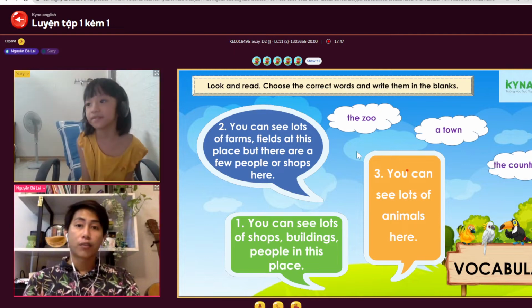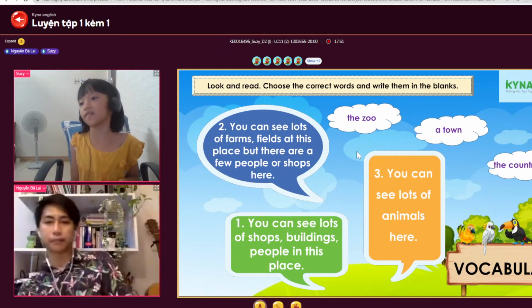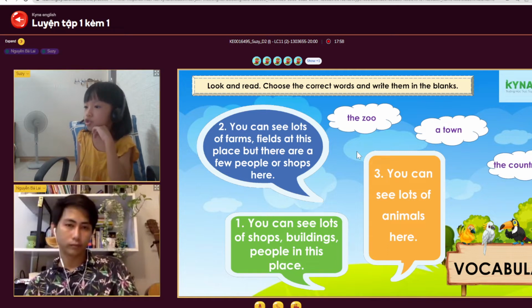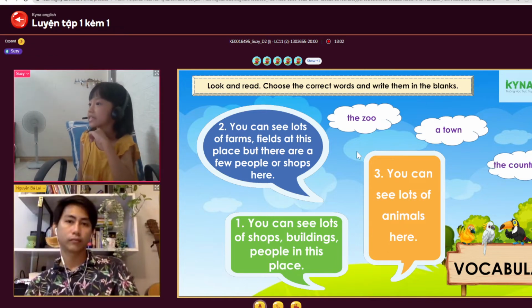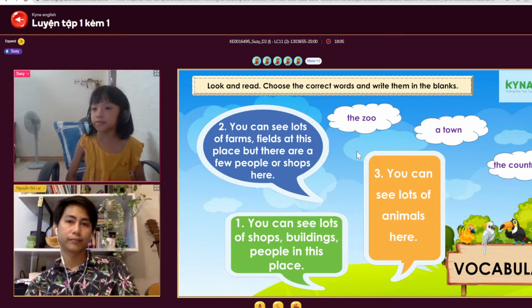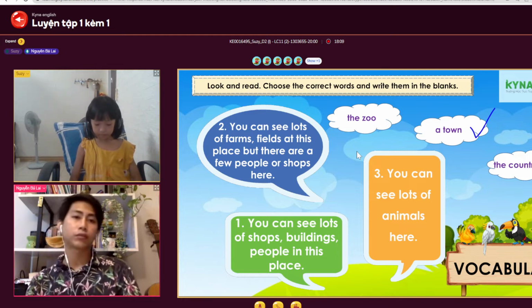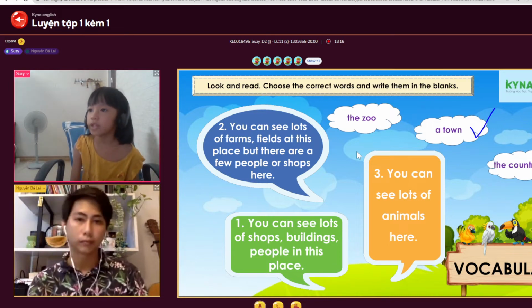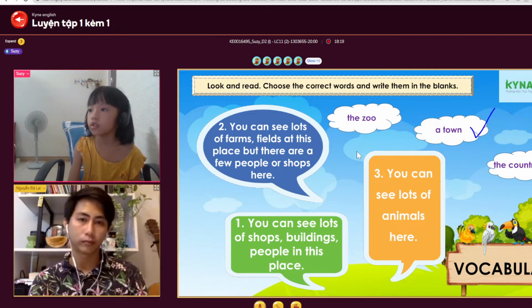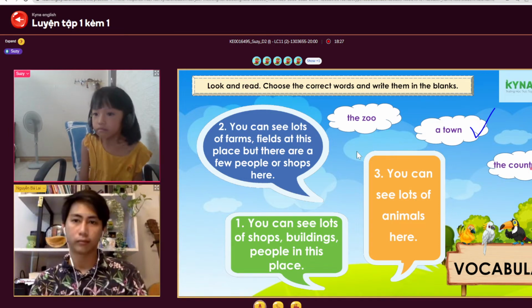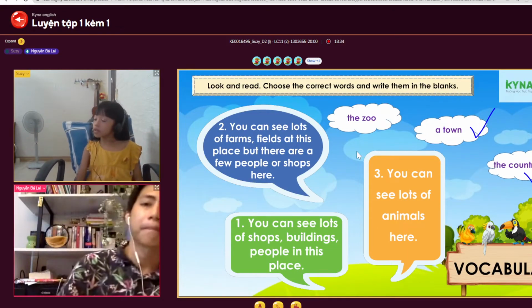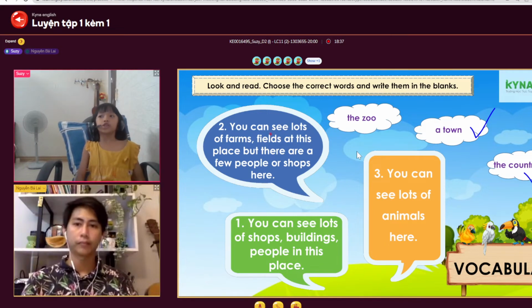Right. You read number one to number three and give teacher the answer. Number one. You can see lots of shops, buildings, people in this place. A town, right? A town, yep. Number two. You can see lots of farms, fields at this place, but there are a few people or shops here. The countryside. You forgot the D at the end. Try again. The countryside. Number three. You can see lots of animals here. The zoo.